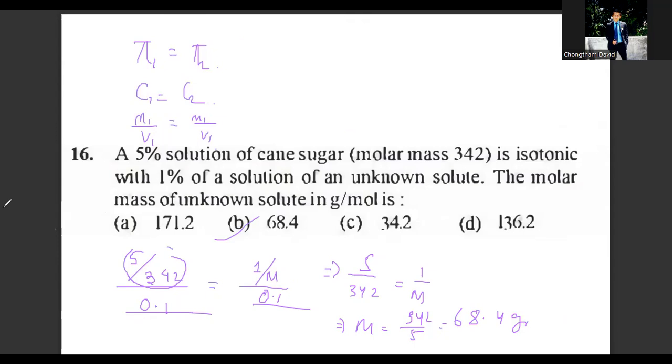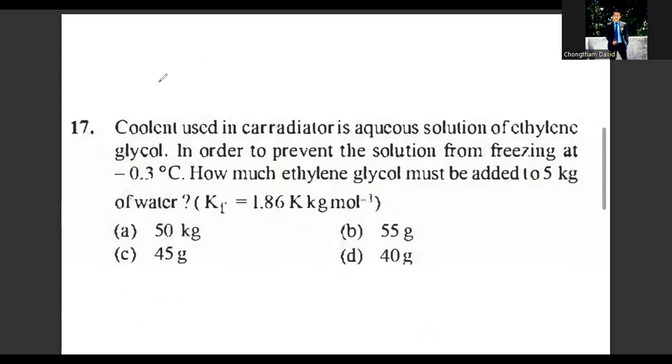Moving on to question number 17. Let us read fast. Coolant used in a car radiator is an aqueous solution of ethylene glycol. In order to prevent the solution from freezing, this is from the theory part. See, in cold countries like Russia or anywhere where there is ice, you cannot drive the car because the coolant water would freeze. Freezing point of water is 0 degrees Celsius. So you need to lower the freezing point as compared to the environmental freezing point. So you have to add a non-volatile solute to water, because water is used as the coolant.